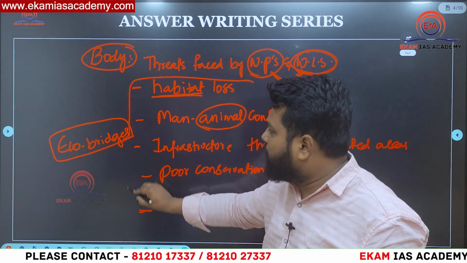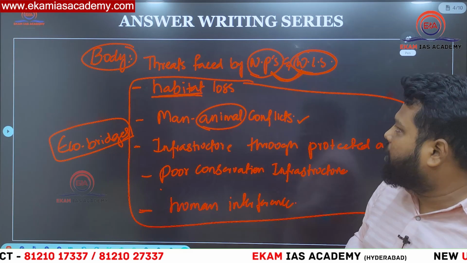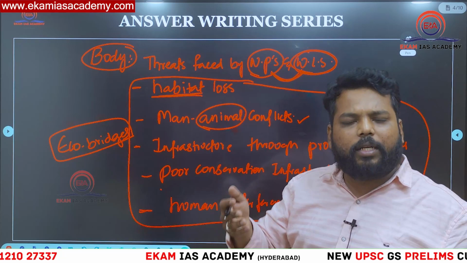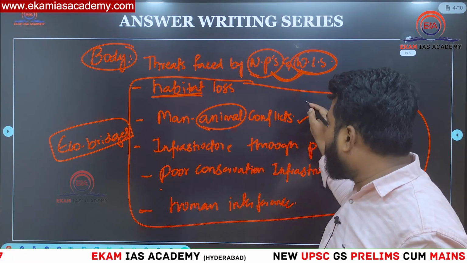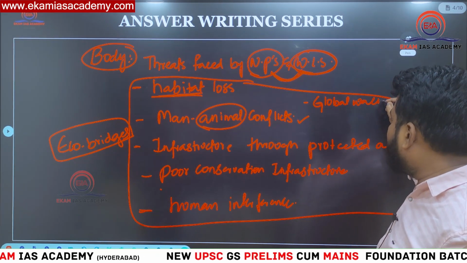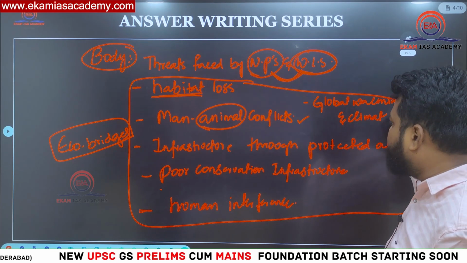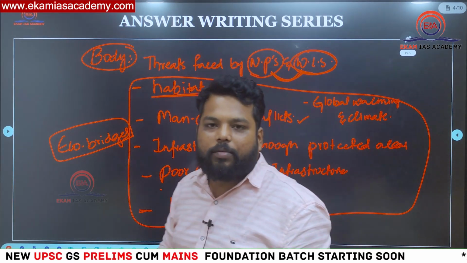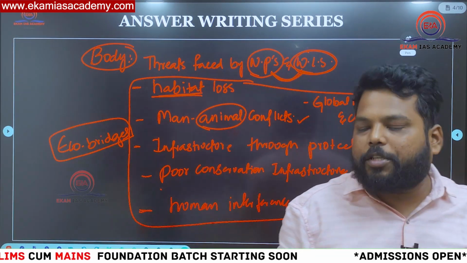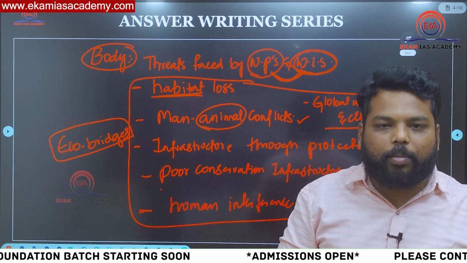So according to me, these are the 5 major reasons which disturb national parks and wildlife sanctuaries. However, global warming and climate change is disturbing the entire earth. If you want to add a point, global warming and climate change is also one of the reasons which is a threat to national parks and wildlife sanctuaries. But out of 100 answer sheets, in more than 95 sheets, you will find this point as a threat faced by national parks and wildlife sanctuaries.